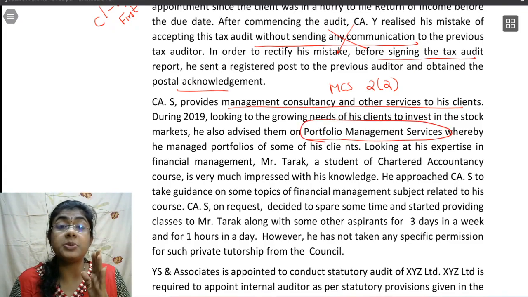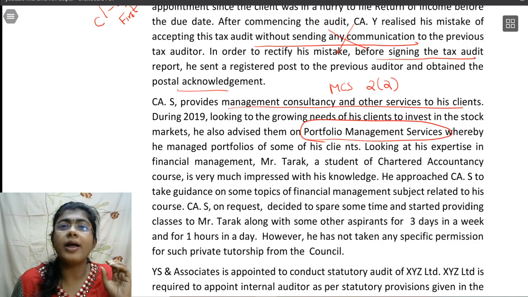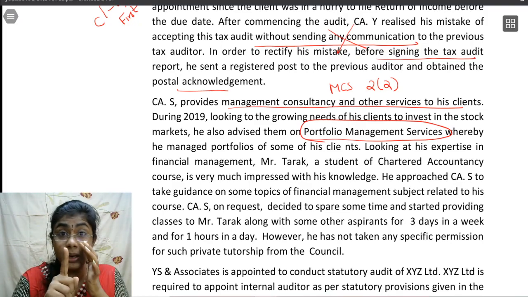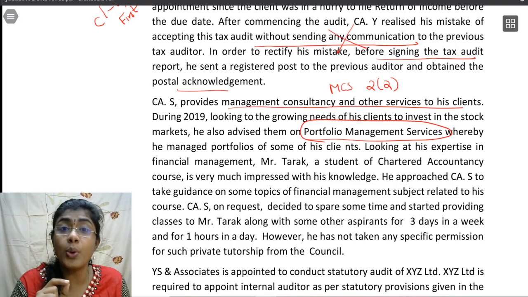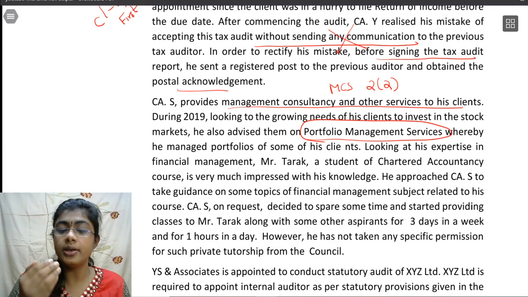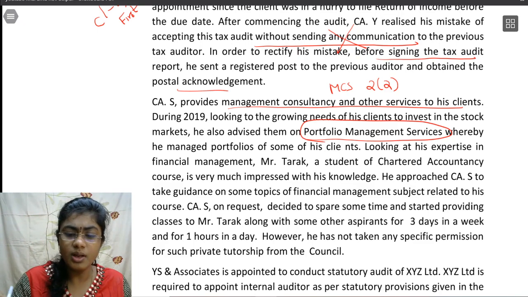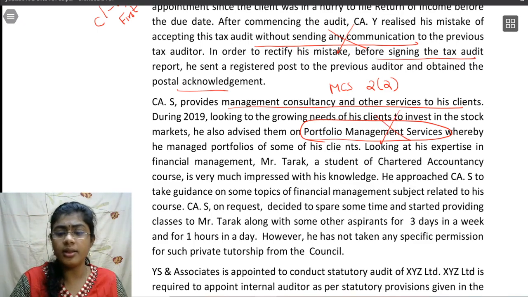See students, as per section 2.2 of our CA Act 1949, a wide range of MCS, management consultancy services, are allowed. But it specifically says that portfolio management, brokering, underwriting are not allowed. Here, CAS provides portfolio management services, hence he will be guilty. So this is against the ethics.